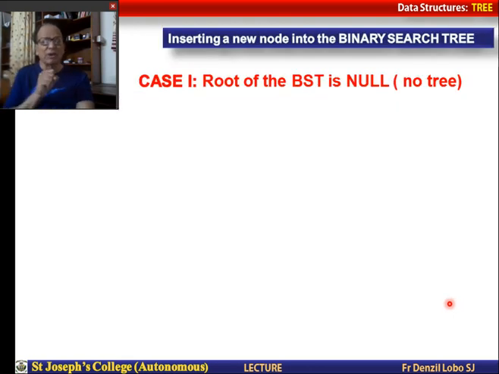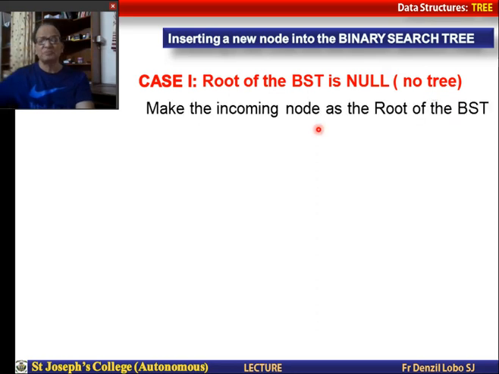We know how to create a tree node. Now we want to insert this tree node and create a binary search tree. So there are cases now. Case 1 is root of the BST is null. That means there doesn't exist a tree. I have declared a root and it is pointing to null. So then what do I do? Make the incoming node the root of the binary search tree. So I've created my first node, and that is going to be the root of the binary search tree.